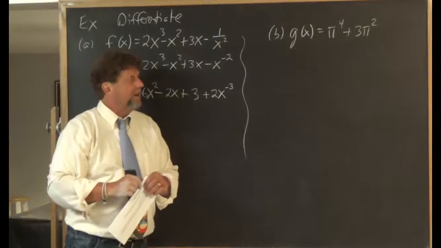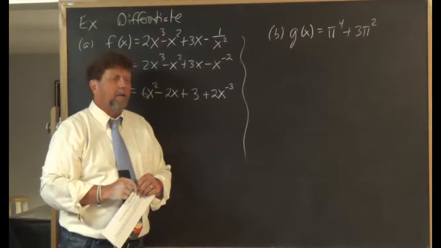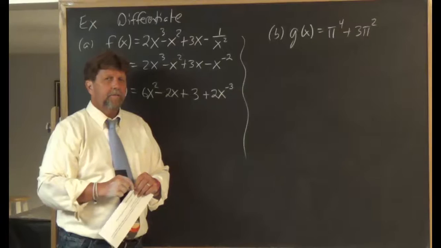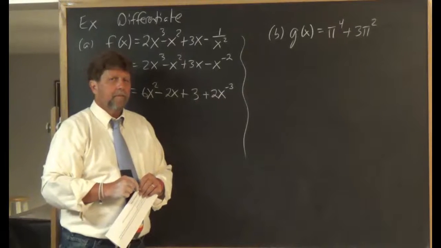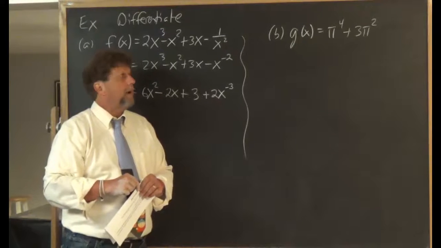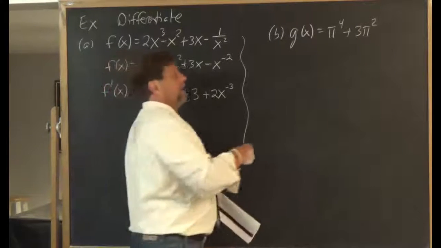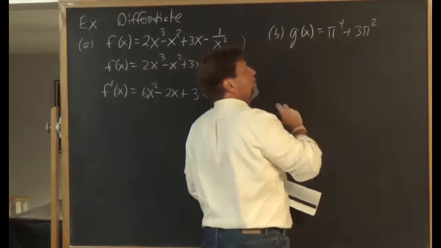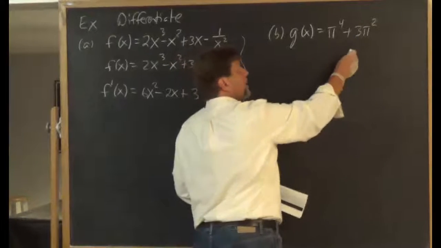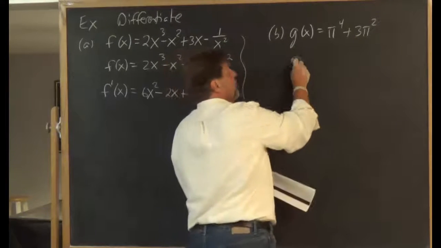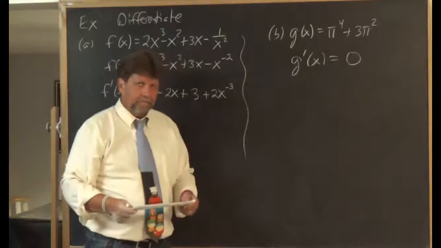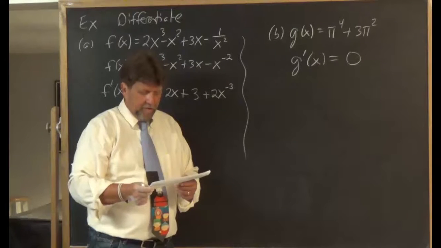Part B, g of x equals pi to the fourth plus 3 pi squared. Think about it for a few seconds. All right, hopefully not too many of you said the derivative is 4 pi cubed plus 6 pi. Pi is a constant, so pi to the fourth is a constant. Pi squared times 3 is a constant. A constant plus a constant is a constant, so the derivative is 0. Okay, hopefully most of you got that.